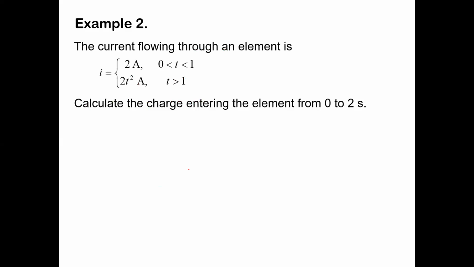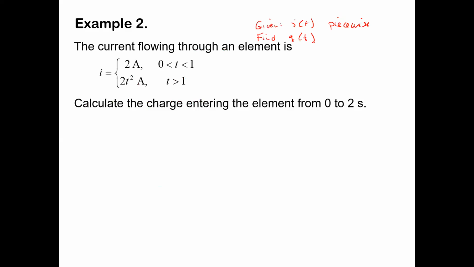So example 2 is talking about, well, now we've got current flowing through an element. And if we want to know what the total charge is entering the element from 0 to 2 seconds, how are we going to figure that out? So we are given our I of t is this sort of piecewise defined curve. We have to find q of t. Okay, well, how are we going to do that?